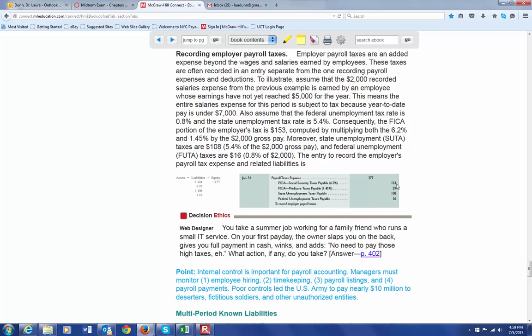124 of that, as I already said before, is going to be your part of the Social Security. You're matching the same amount that the employee has to pay. You're also going to have $29 in Medicare tax. In this case, we're assuming a 5.4% state unemployment, which is $108, and then an additional $16, which is the 0.8% times 2,000. So this employer is incurring that he has to pay with his own dime an additional $277 for this one employee that made $2,000 this month.